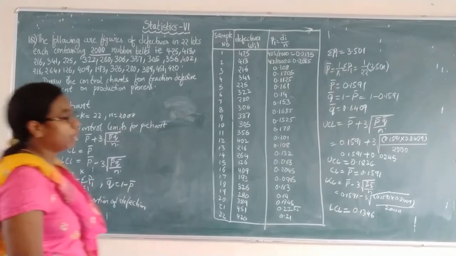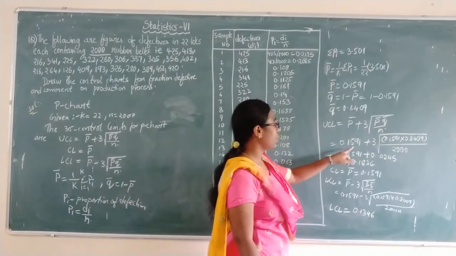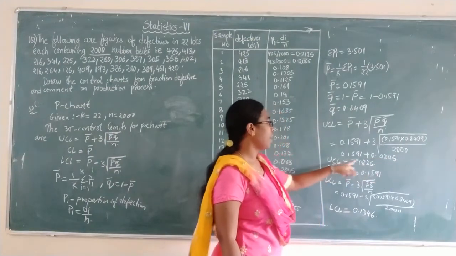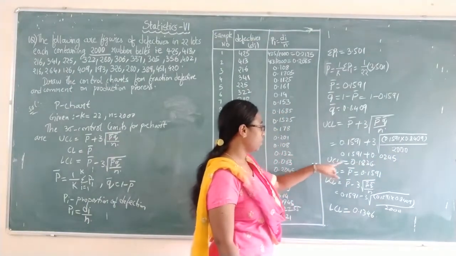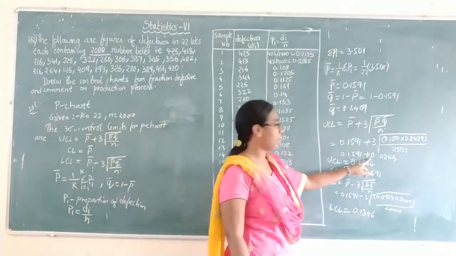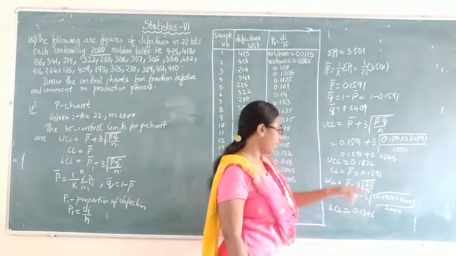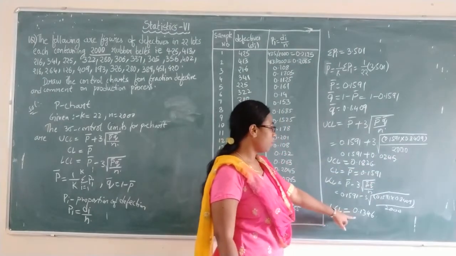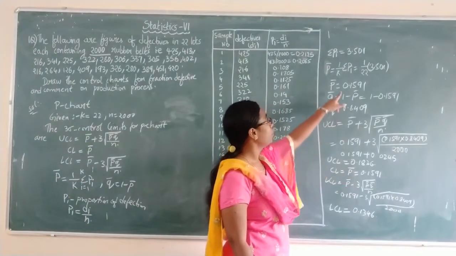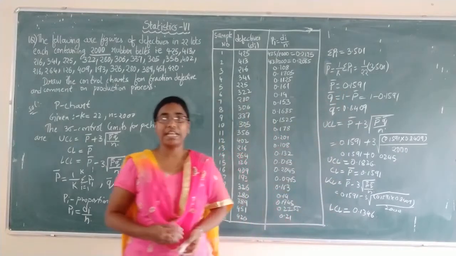By solving we get the UCL, CL and LCL values. UCL equals 0.1591 plus this fraction value, 0.0245. If you add these two values, you will get UCL equals 0.1836. Similarly, in case of minus, 0.1591 minus 0.0245, you will get the LCL value as 0.1346. What is CL? CL is nothing but P bar, that is 0.1591. So substitute all these values and find the UCL, CL and LCL values.